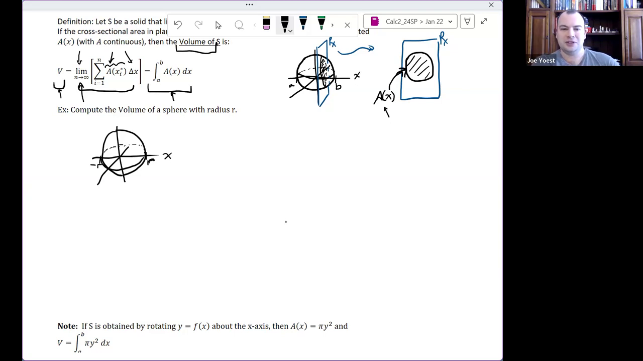Okay, so x is going from minus r to r. Our plane perpendicular to x, dx, goes like this. We have this cross-sectional area. If I pull that plane out, I have area A of x here. I'm not going to shade it this time.